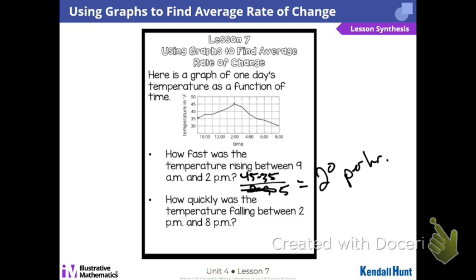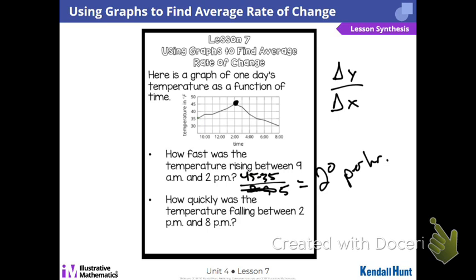All right, yeah, Tess. No, temperature over time. Yeah. Y over X. Change in Y, delta Y, over change in X. It's delta X.